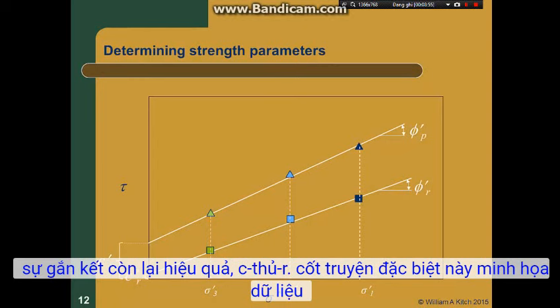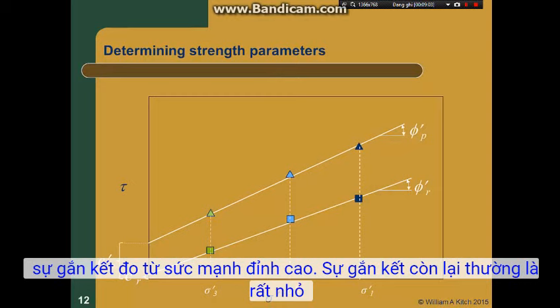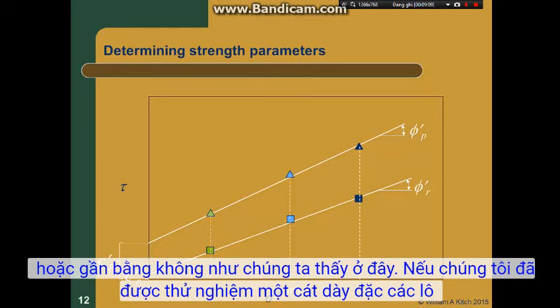This particular plot illustrates data that might be measured from testing an overconsolidated clay soil. This can be determined by the significant cohesion measured from peak strength. The residual cohesion is generally very small or near zero, as we see here.